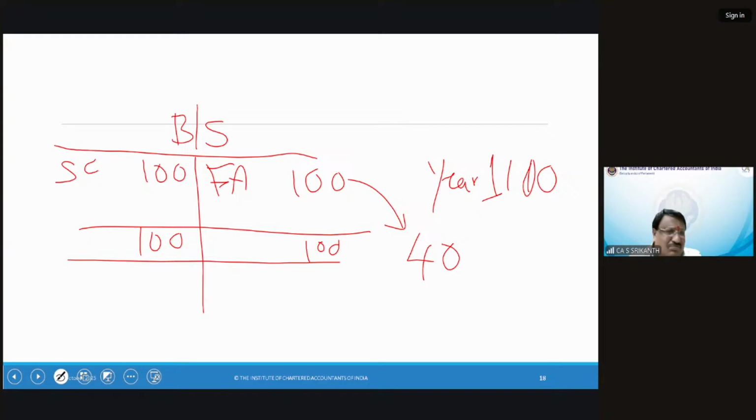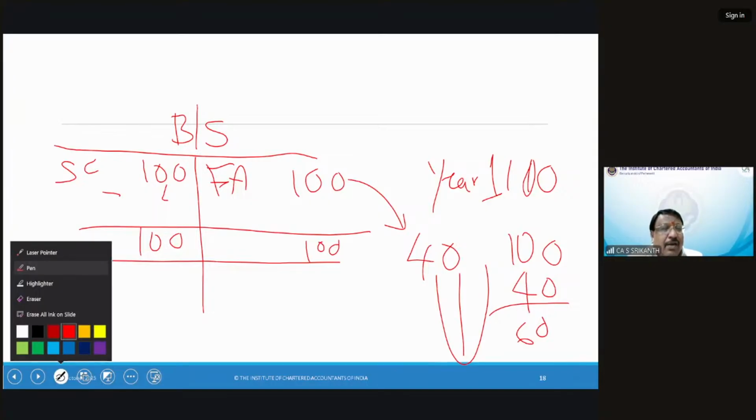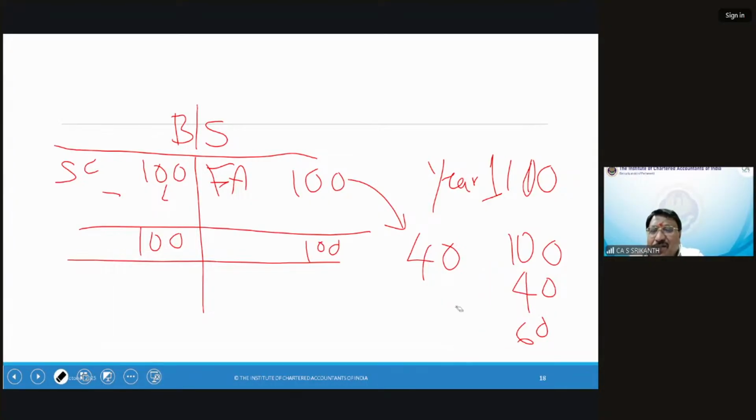After all, see, it's a 5 years used asset. 40. So which means what? The remaining 60, that remaining, I have to pay to the shareholder now. The remaining 60, how can I pay? I cannot pay. See, the point here is they won't get it. That's gone. Okay.